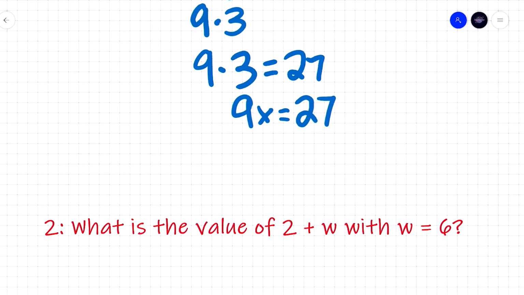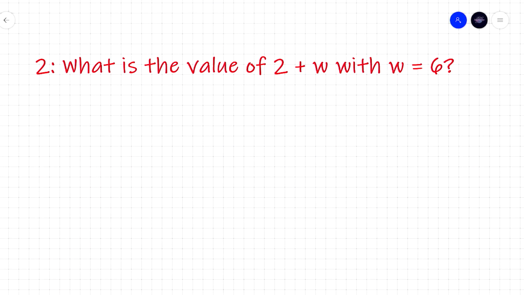So moving on to the second question, we have an addition question. So this question is, what is the value of 2 plus w when w is equal to 6? So I'll give you guys another 5 seconds to try and figure this question out.